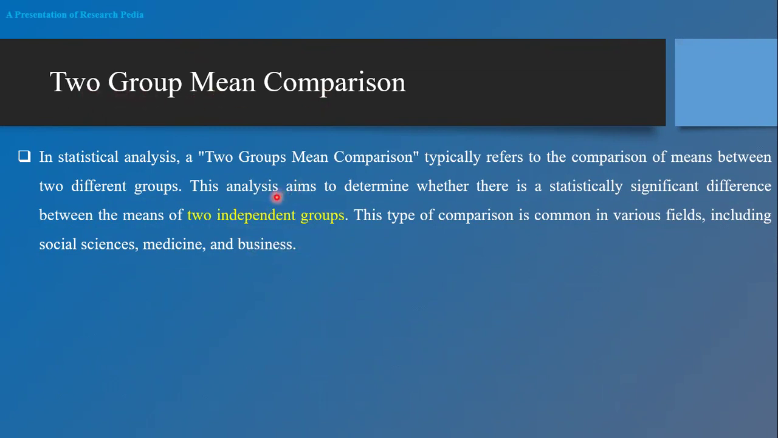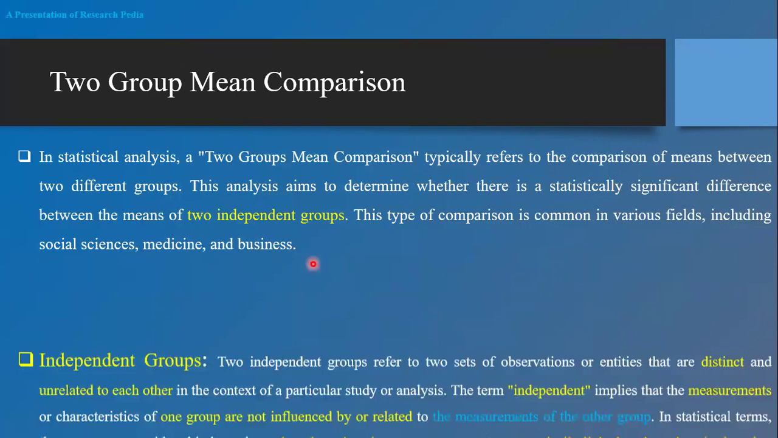Previously, we were discussing one group, where either we are comparing the mean of that group with some standard mean, or we are comparing the mean of that group with the data that we have collected at a different point in time. But this time we are comparing the means of two different independent groups. This type of comparison is common in various fields, including social sciences, medicine, and business.